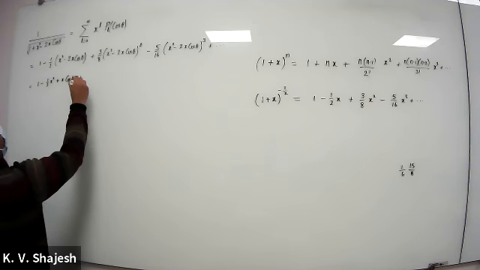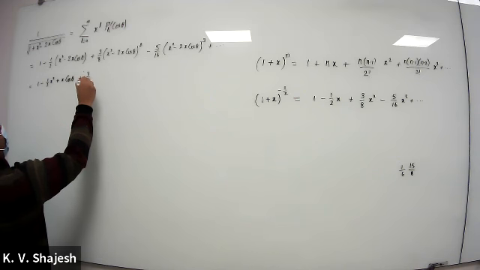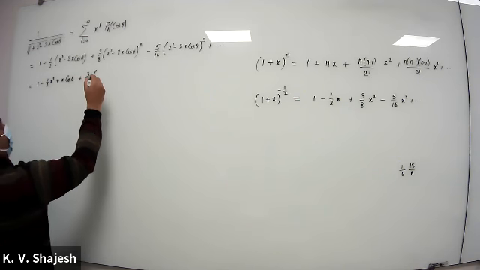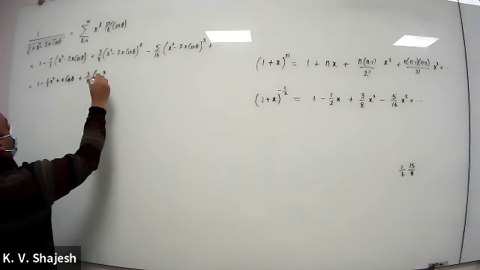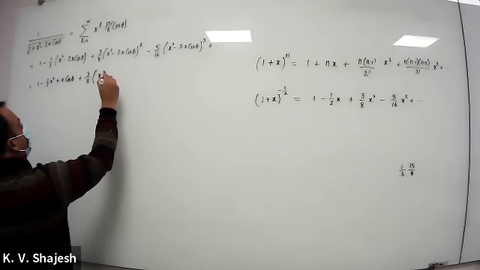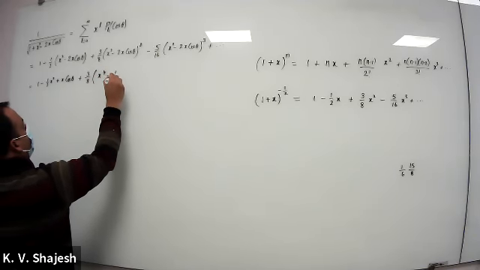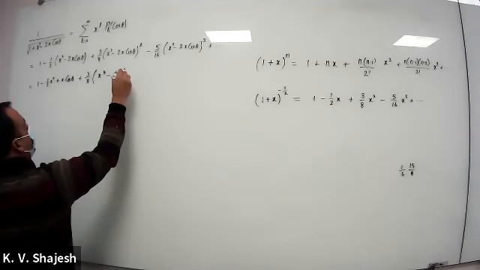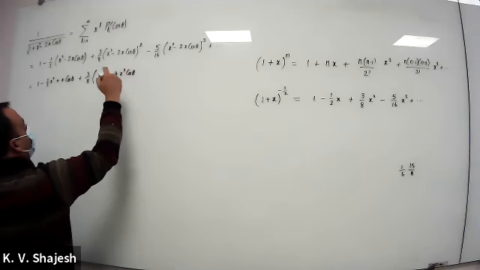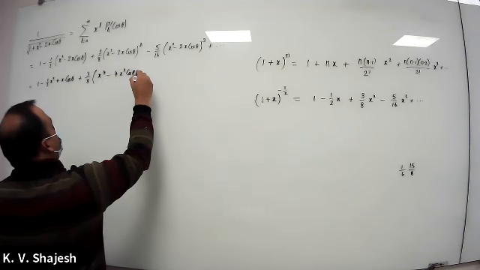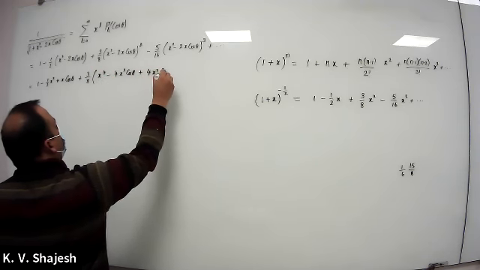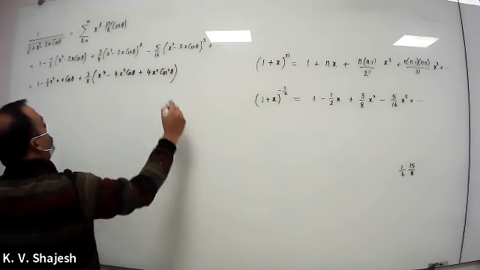This one is 3 by 8 plus 3 by 8 x raised to 4 minus 4x cubed cosine theta, and there will be plus 4x squared cosine squared theta. I think that's good.